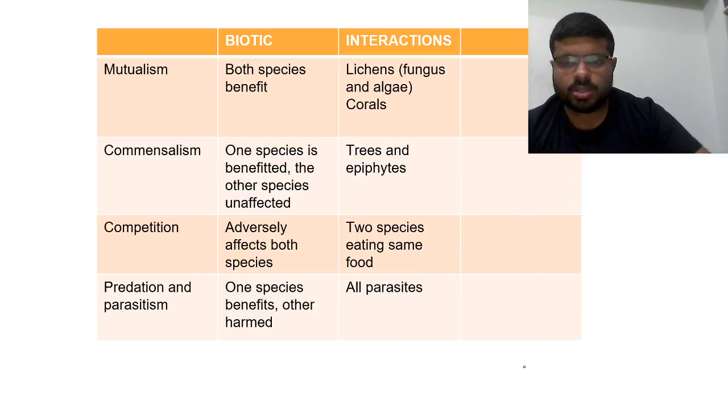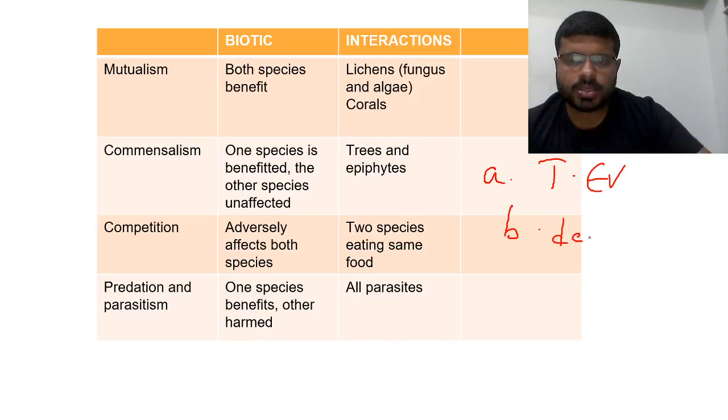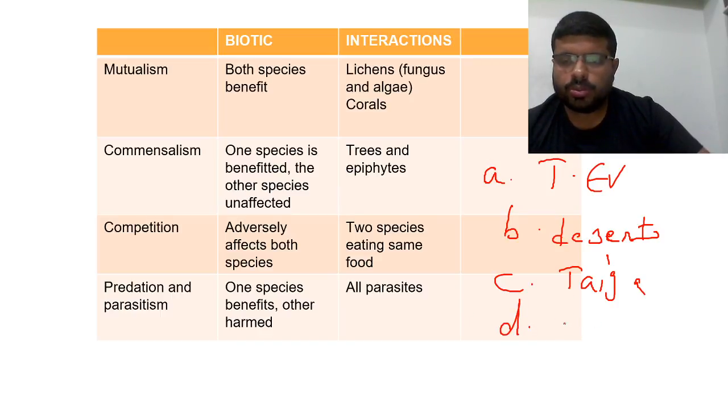So let's give in the options now. Epiphytes, etc. A. Tropical evergreen forest. B. Deserts. C. For example, taiga region. D. All of the above.